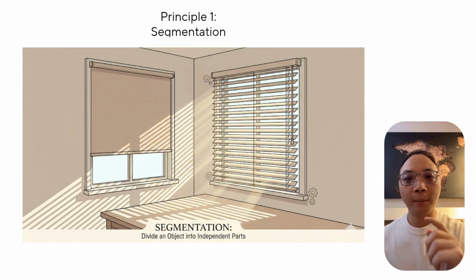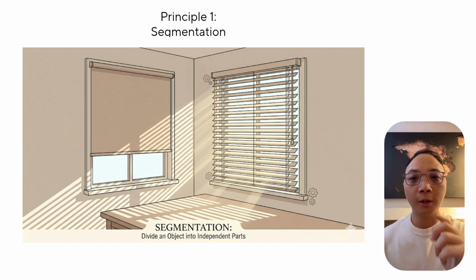Principle 1. Segmentation. The core concept here is breaking big things into small pieces. If an object is too heavy, too bulky, or just inconvenient, we break it down into independent, detachable parts. This makes it easier to transport and store, and even allows us to replace individual parts flexibly.